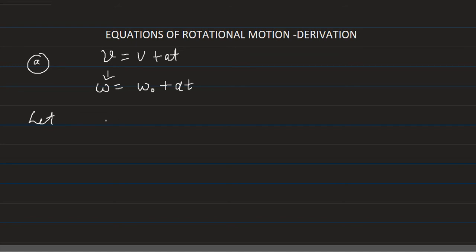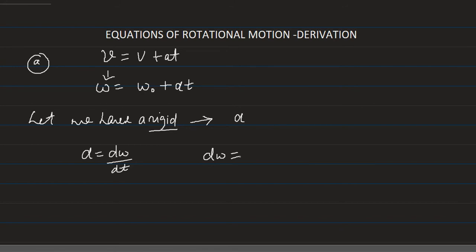So first we consider that we have a rigid body, and that rigid body is basically having some uniform acceleration alpha. So हमारे पास यहाँ पर एक rigid body है और जो कि uniform angular acceleration alpha के साथ rotate कर रहा है about some given axis there. So we know that alpha is basically d omega by dt, the rate of change of angular velocity with respect to time. So from here we can easily write that d omega is equal to alpha dt.